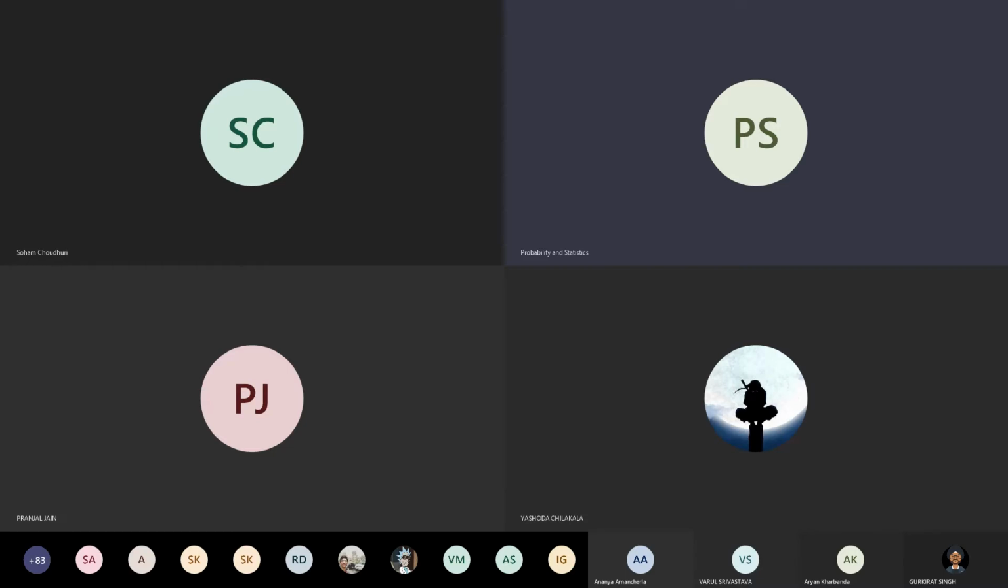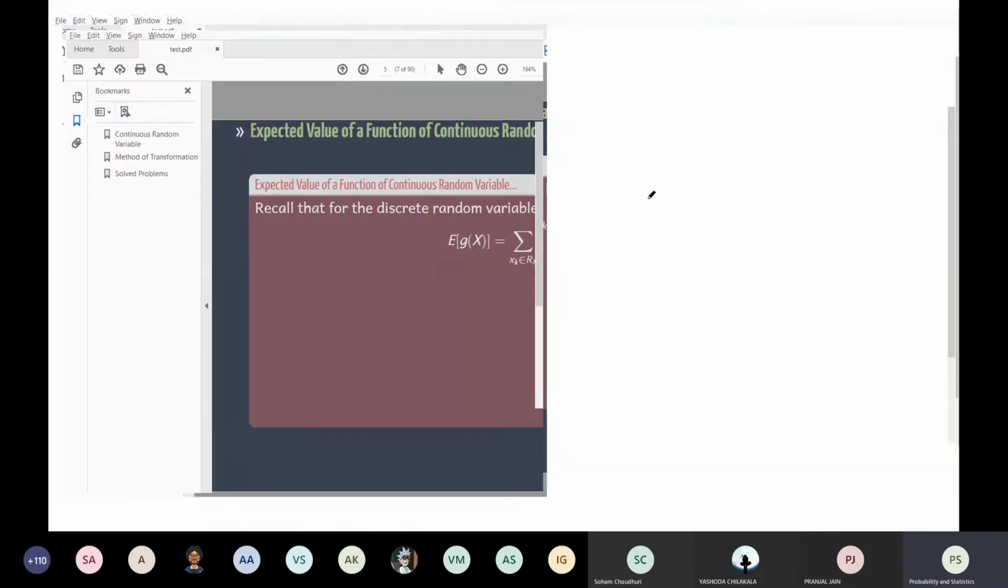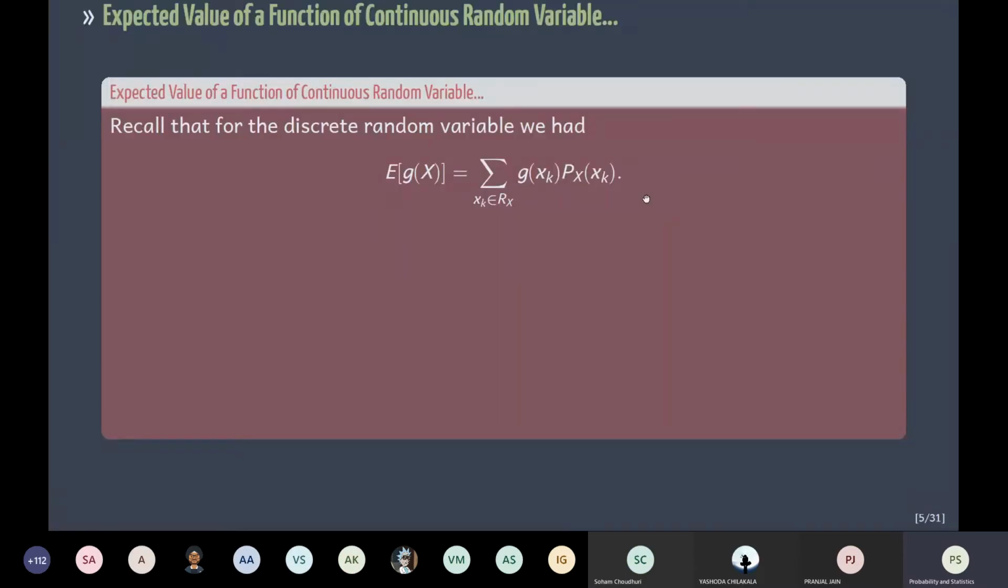Okay. So anyway, these things we know from the discrete case, right? The expectation of a discrete random variable is given like this, and here I have written expectation of g of x, which is g of x itself, and then we have the PMF of the random variable x.